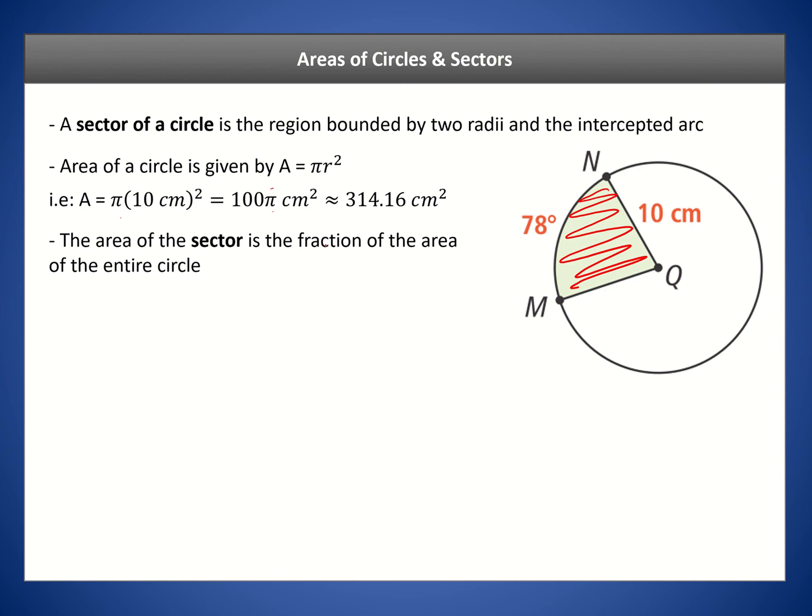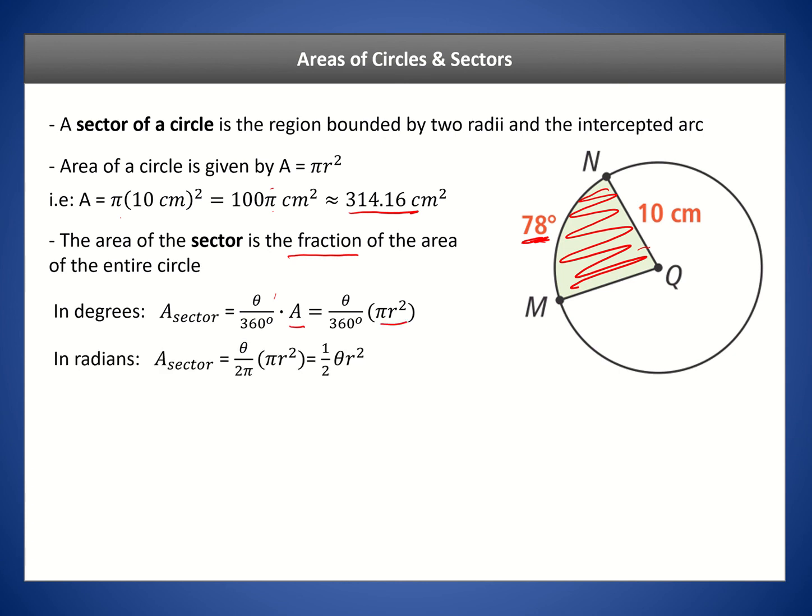Now the area of a sector is a fraction of the area of the entire circle, so the area of the sector is going to be smaller than that. How do we calculate that? Well, we know it's a fraction of the circle, and we know that a full circle is 360 degrees. So it's the angle that I traverse around the circle divided by the whole circle angle measure, times the area of a circle, which is pi r squared. To calculate this in radians, instead of 360, we use 2 pi, because there's 2 pi radians in a full circle. And then the area of a circle is pi r squared, so the pi's cancel, leaving us with 1/2 theta r squared. So we got our two formulas here.